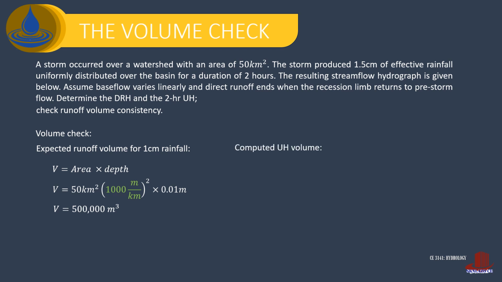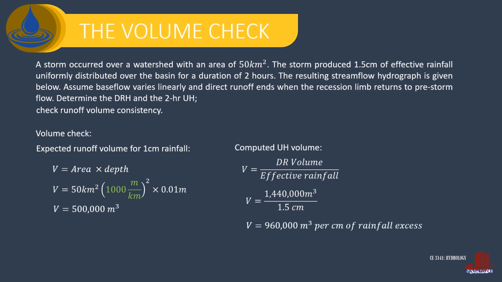The computed unit hydrograph volume is the volume of direct runoff divided by the effective rainfall. The volume is 1,440,000 cubic meters divided by 1.5 cm, giving 960,000 cubic meters per centimeter of excess rainfall.